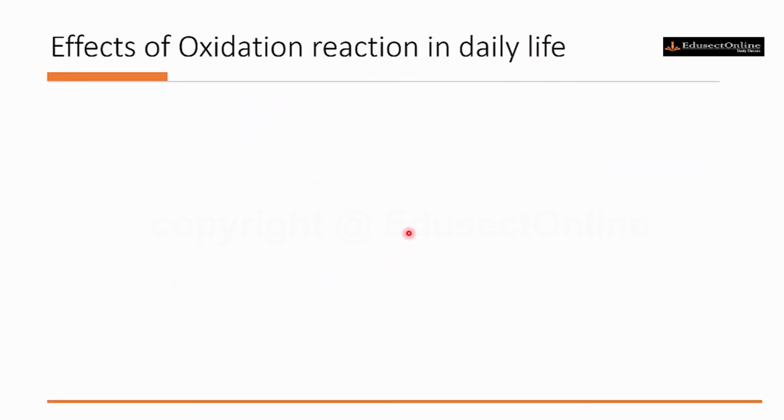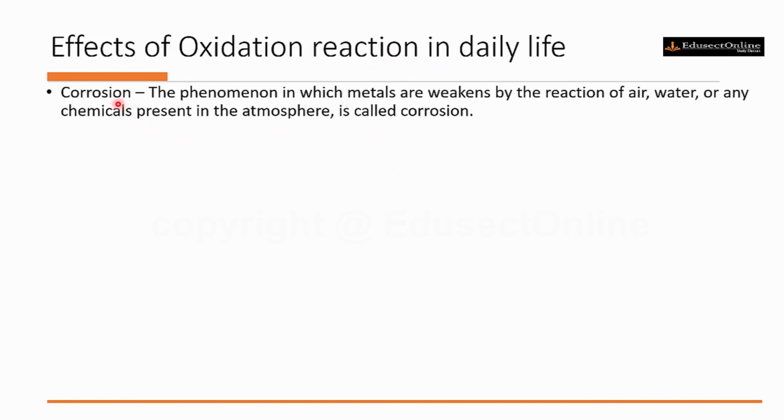Let us see some effects of oxidation reactions in daily life. First one is corrosion. What is corrosion? This is a phenomenon in which metals are weakened by the reaction of air, water or any chemicals present in the atmosphere. Here, when metals are exposed to air, water or any chemicals, a layer of metal oxide is formed on them by the reaction of this metal with oxygen present in the air. So this metal oxide will weaken the property of that particular metal.